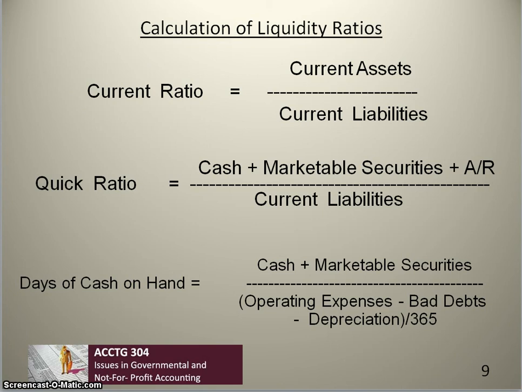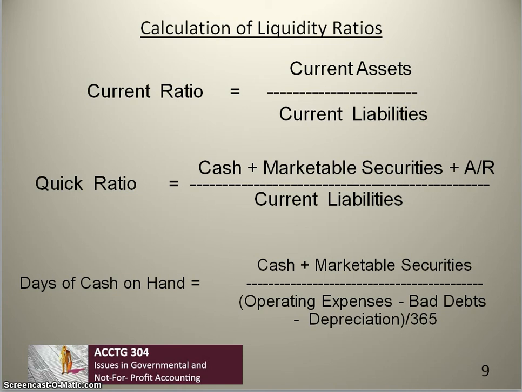Current ratio is usually calculated as current assets over current liabilities. Quick ratio is a more conservative ratio, and it's equal to cash plus marketable securities plus accounts receivable over current liabilities. Days cash on hand is equal to cash and marketable securities divided by operating expenses minus bad debts minus depreciation, in turn divided by 365.